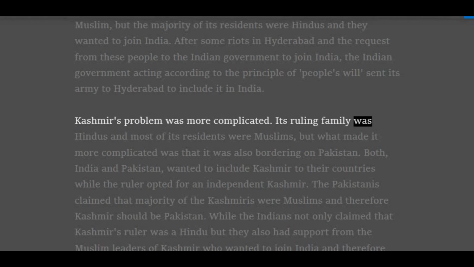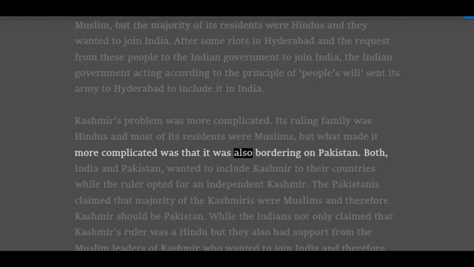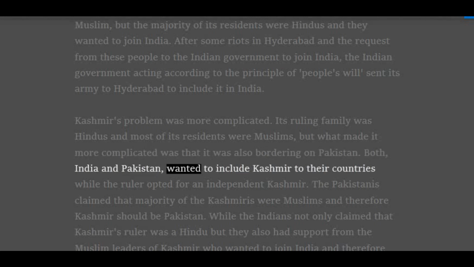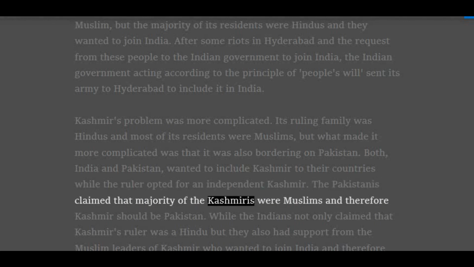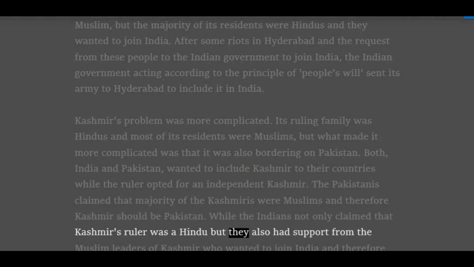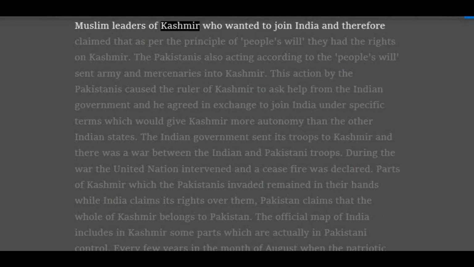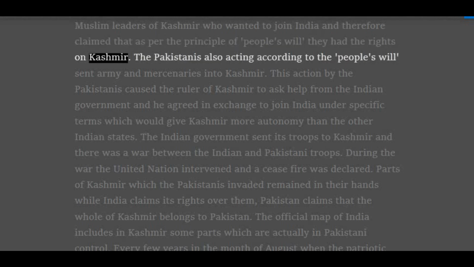Kashmir's problem was more complicated. Its ruling family was Hindu and most of its residents were Muslims, but what made it more complicated was that it was also bordering on Pakistan. Both India and Pakistan wanted to include Kashmir in their countries, while the ruler opted for an independent Kashmir. The Pakistanis claimed that the majority of the Kashmiris were Muslims and therefore Kashmir should be Pakistan. The Indians not only claimed that Kashmir's ruler was a Hindu, but they also had support from the Muslim leaders of Kashmir who wanted to join India, and therefore claimed that as per the principle of people's will they had the rights on Kashmir.